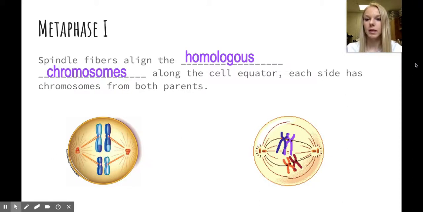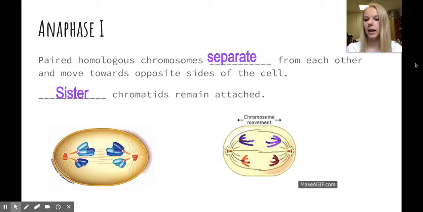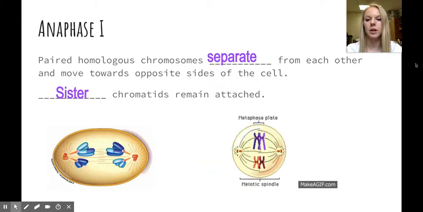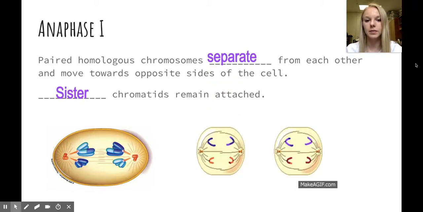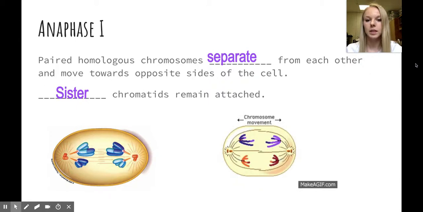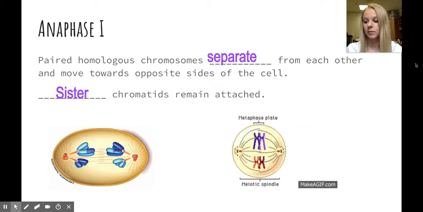Spindle fibers in metaphase I align the homologous chromosomes along the cell equator. Each side has chromosomes from both parents. Your fourth keyword is divide. In anaphase I, paired homologous chromosomes separate from each other and move towards opposite sides of the cell. Sister chromatids still remain attached.